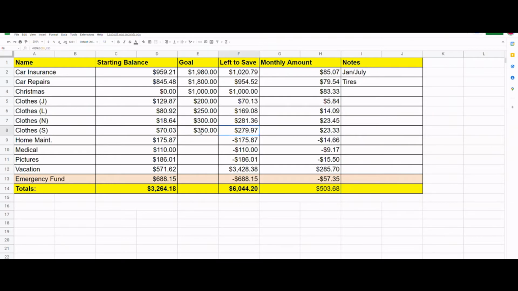My clothing budget, I get $350. I had two babies pretty much back to back, and I need a new wardrobe. So my monthly amount is $23.33. And then we have home maintenance.